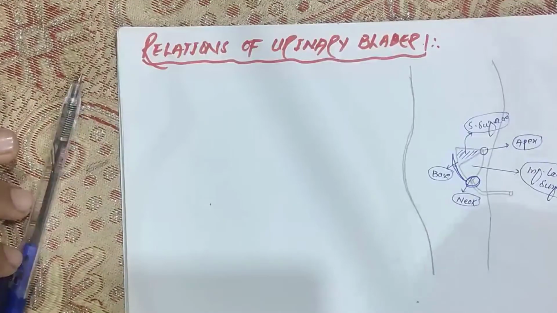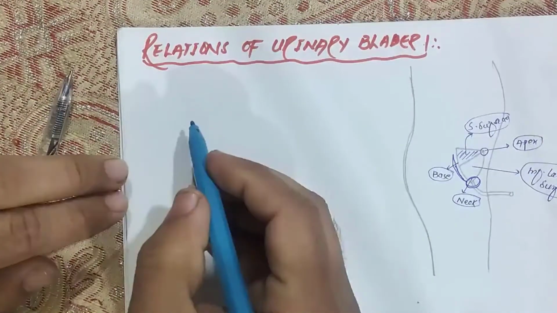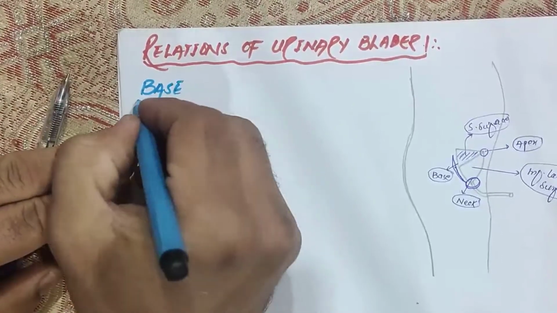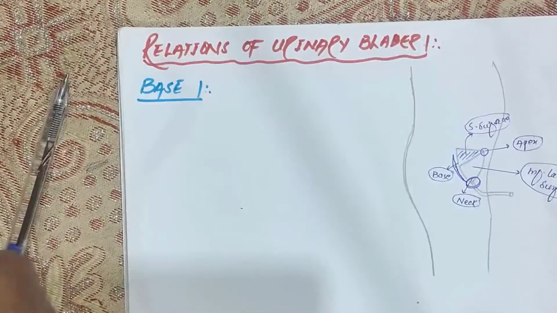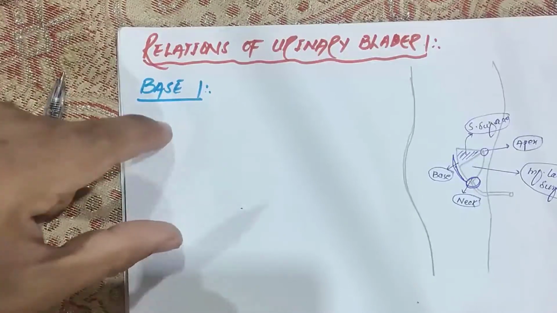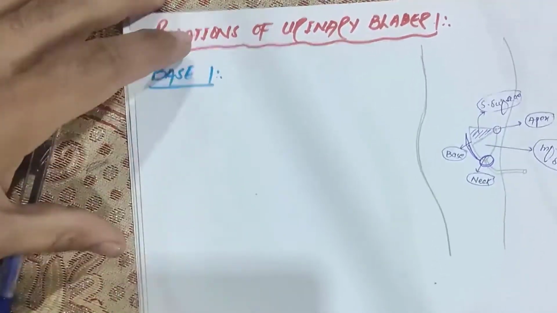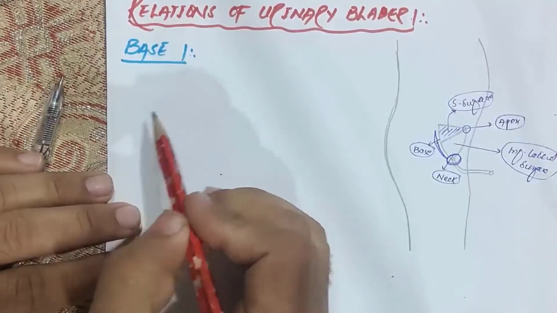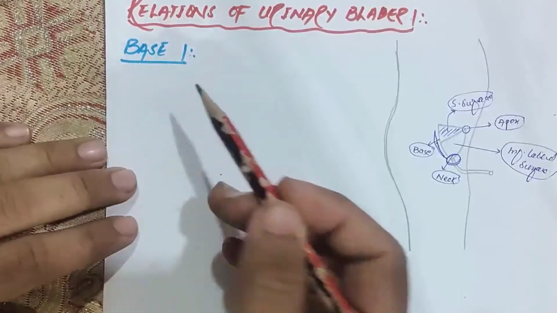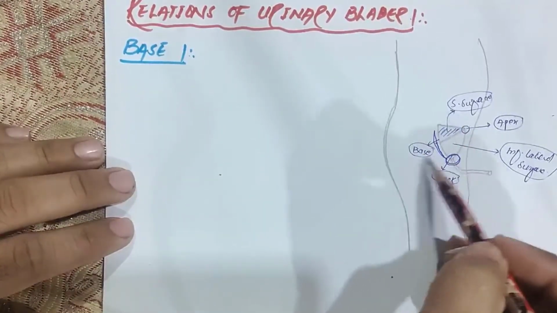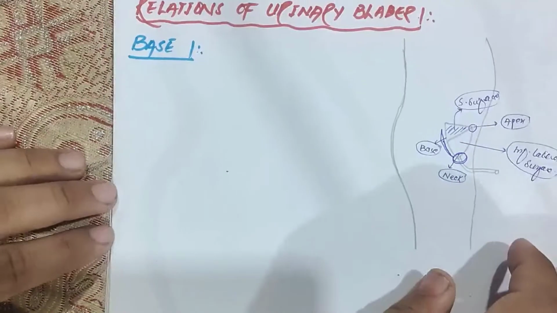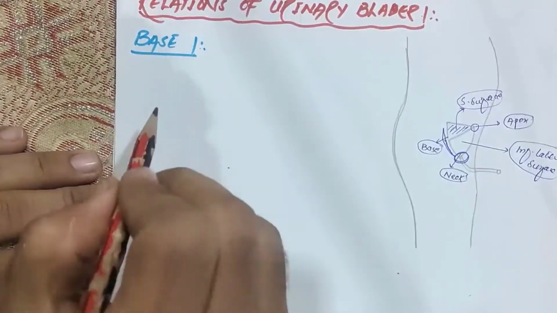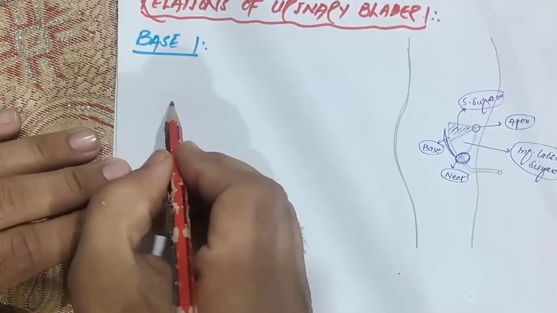So first of all, we will see the relations of the base of the urinary bladder. Friends, I will draw a diagram for male and for female. There will be differences in the relations of the base of the urinary bladder in males and in females, because the pelvic viscera of the female are different from those of the male. So let me draw a diagram here, and from that diagram we will see all the relations very easily, right?